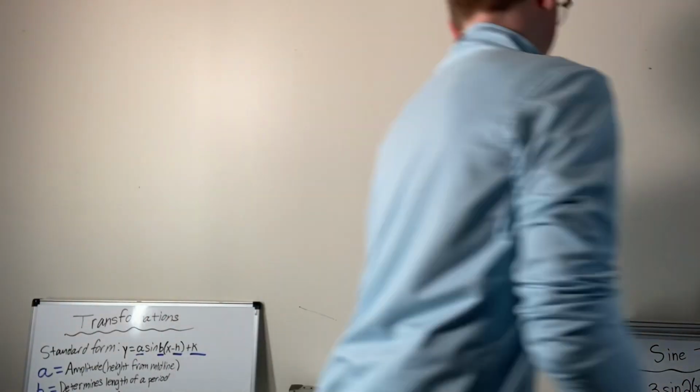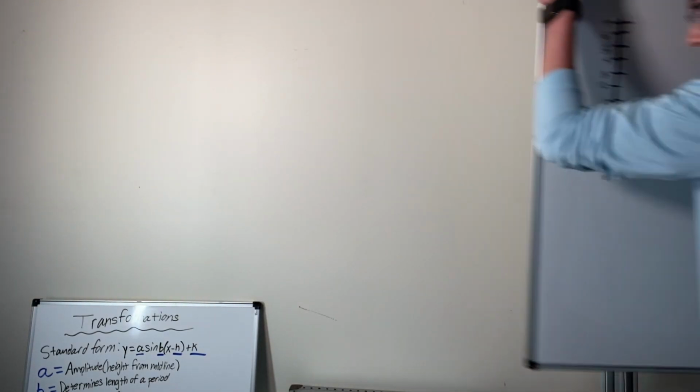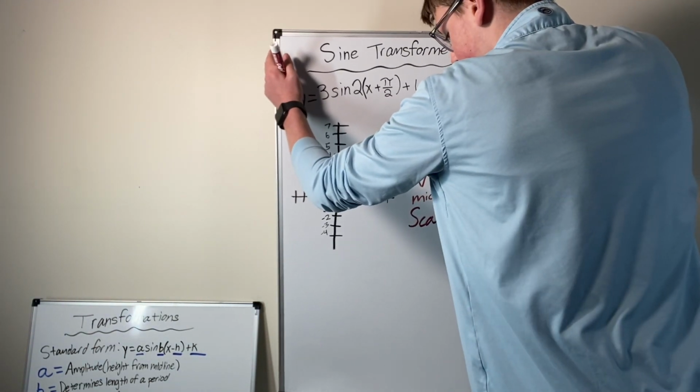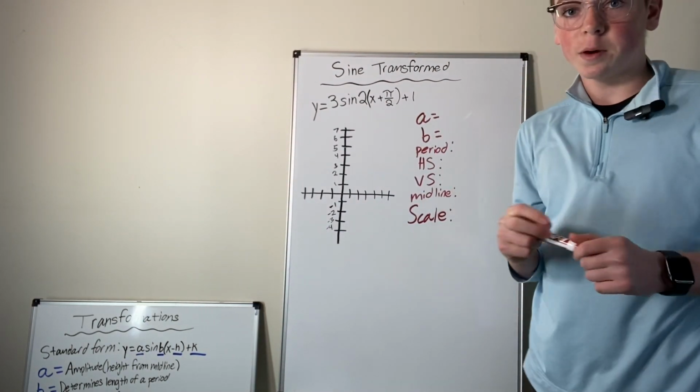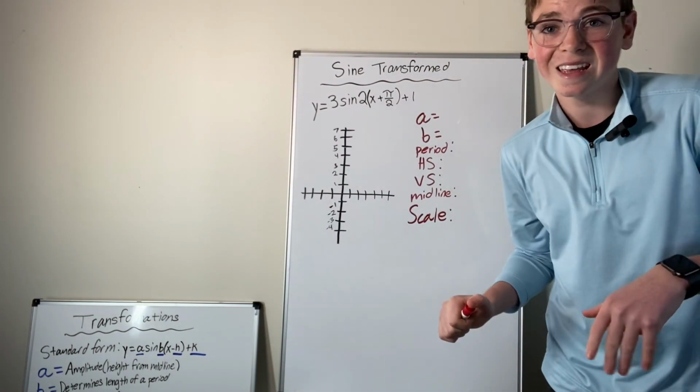So let's do an example of fully transforming sine. This is not flipped negative. There should be another video on this channel talking about flipping sine, cosine, and tangent negative.